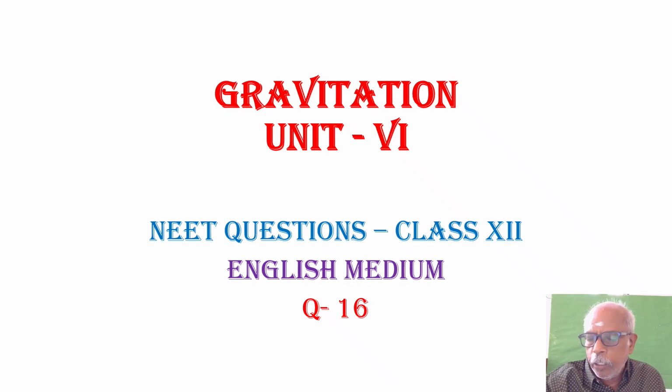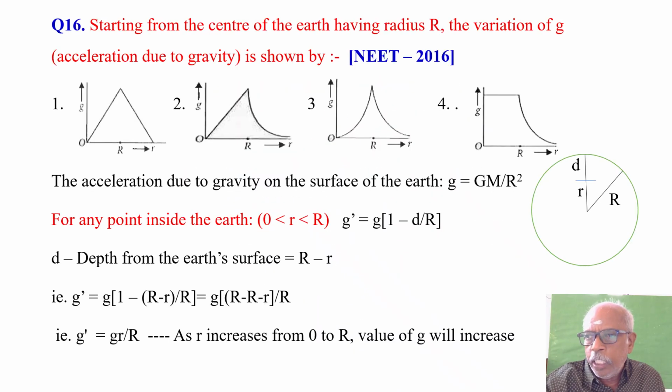In today's video, we are going to solve a multiple choice question from the chapter Gravitation, which is unit 6 of your NEET syllabus. This question was asked in the NEET examination in the year 2016. Starting from the center of the earth, the radius of the earth is R. The variation of g, the acceleration due to gravity, is shown by 4 graphs. Among these, which one is the correct graph? That you are going to find.